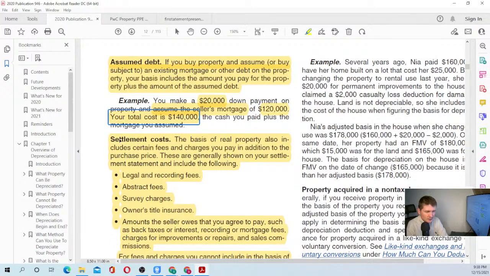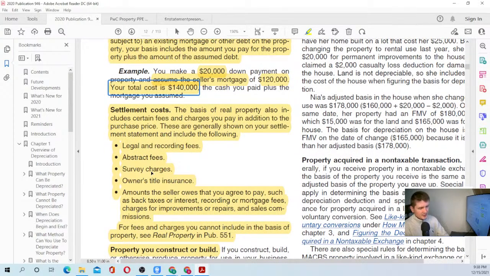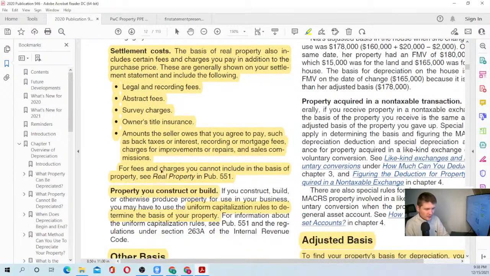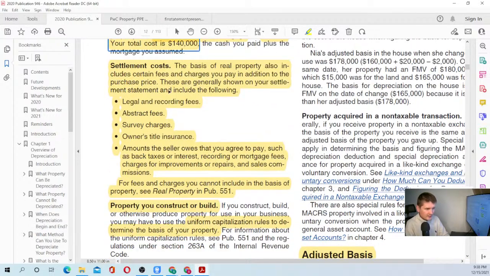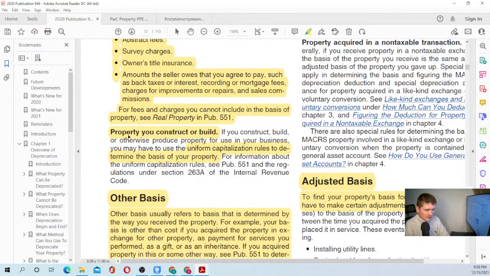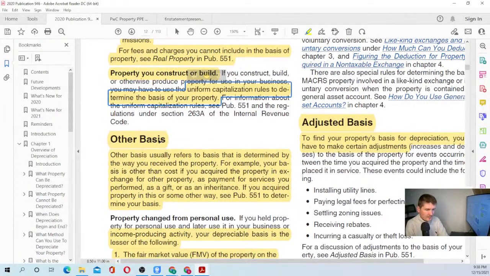We also include settlement costs, legal and recording fees, abstract fees, survey charges, owner's title insurance, all of that stuff, the same stuff we usually capitalize for accounting purposes. If we construct or build property, it will look pretty similar to accounting capitalization, but the IRS has its own uniform capitalization rules, so you need to pay attention to that. And that was about cost basis.